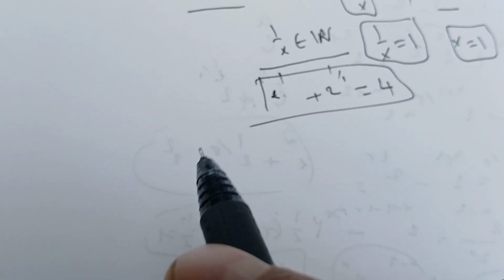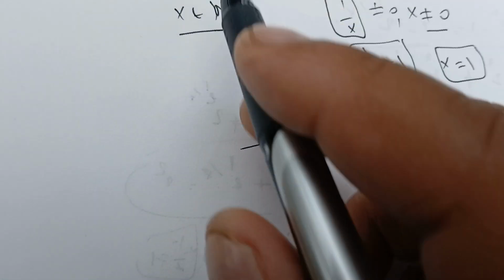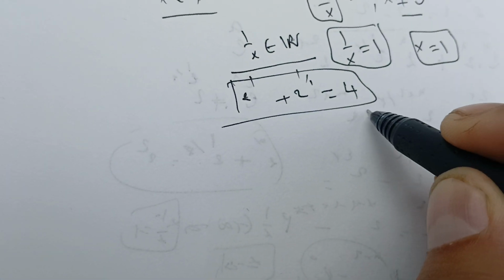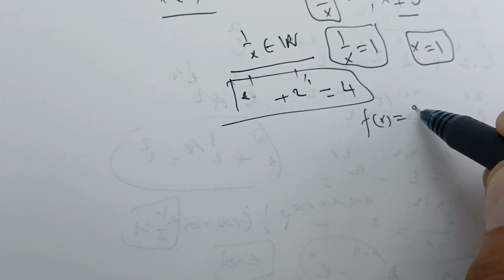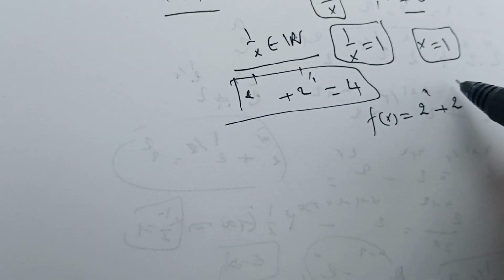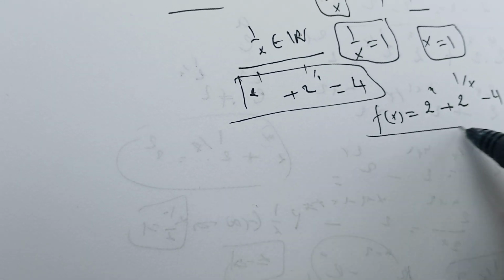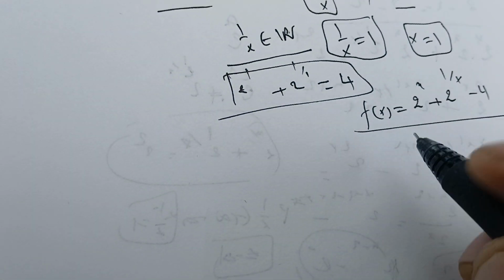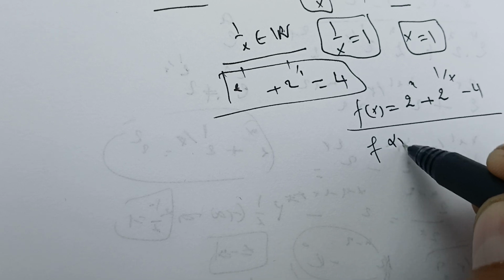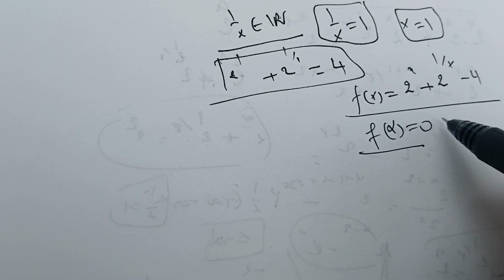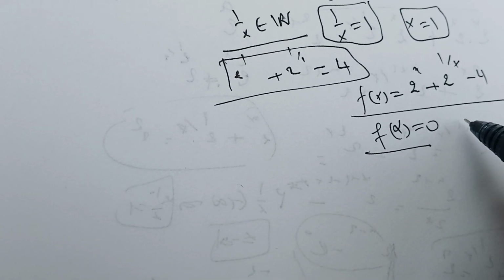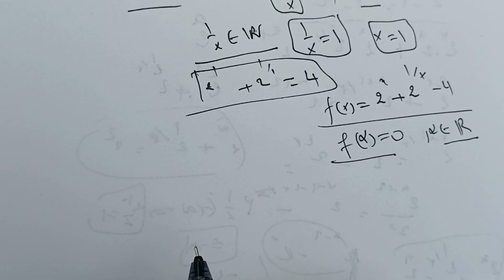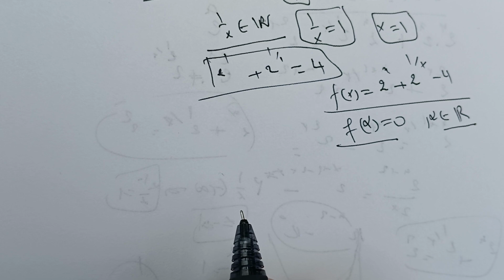So now, to see that we have no other solutions, we can either study this function f of x, 2 to the power x plus 2 to the power 1 over x minus 4, and find a number alpha such that f of alpha is equal to 0. And this is the solution that we are looking for. And alpha has to be in R. But there is a quicker way.